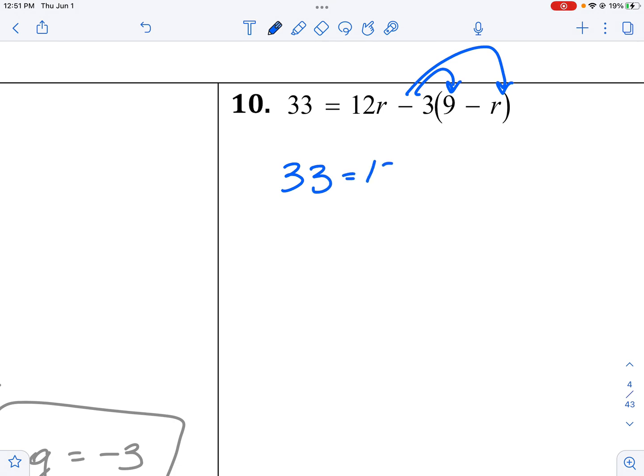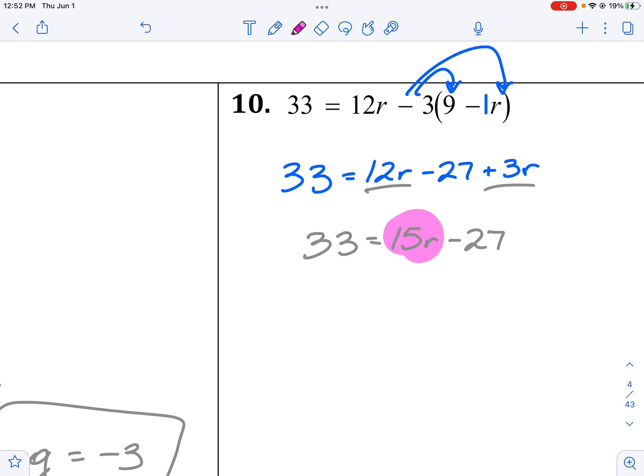I get 33 equals 12r. Negative 3 times 9 is negative 27. Negative 3 times a negative 1 is a positive 3. And now this looks very similar to what we're used to seeing. Now I can combine my like terms, 12r and 3r, to get 15r.